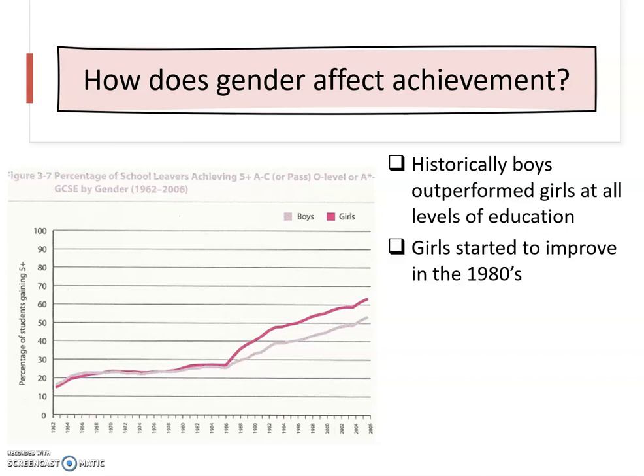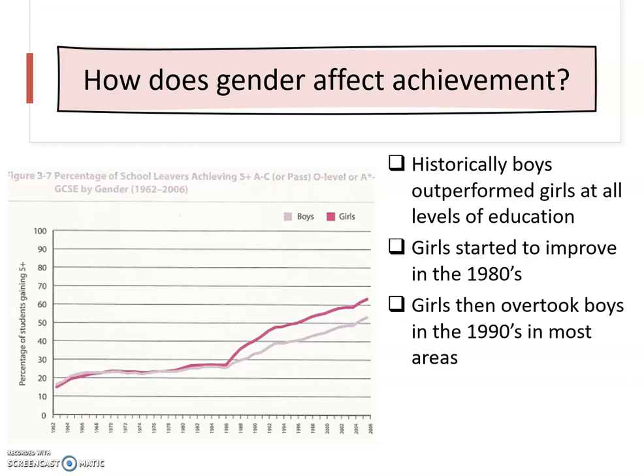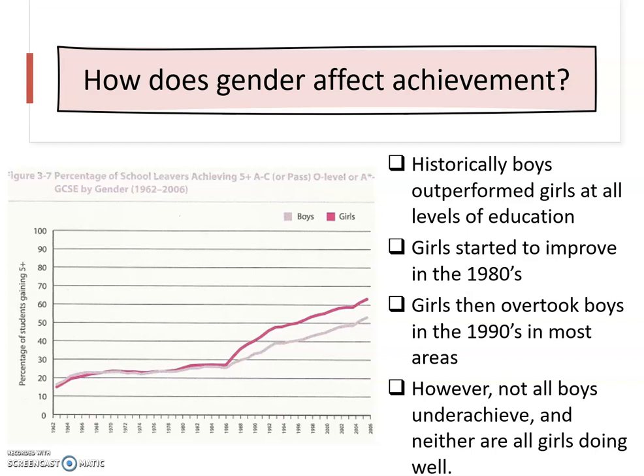However, in the 1980s girls started to improve, and by the 90s girls massively overtook, and that's pretty much been the same since. However, not all boys underachieve, and not all girls do particularly well. This is statistically, but obviously this isn't all students.